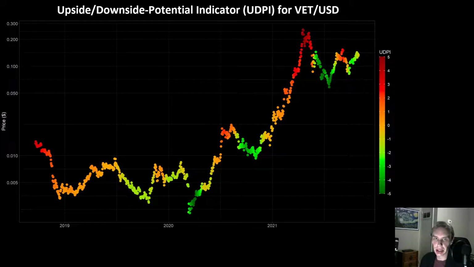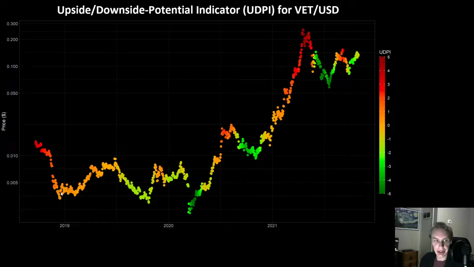And the way you can read the output is that a score of 5 suggests high risk. That's when the upside potential is quite small and the downside potential is quite large. And a score of -5 would be the opposite. So that would be low risk. That's when the upside potential seems to be outweighing the downside potential.